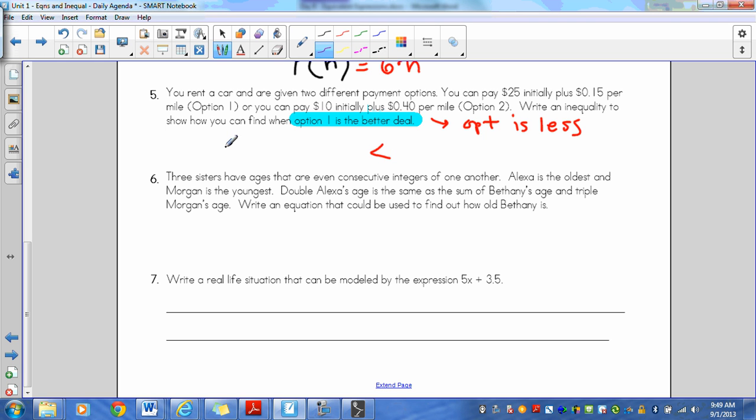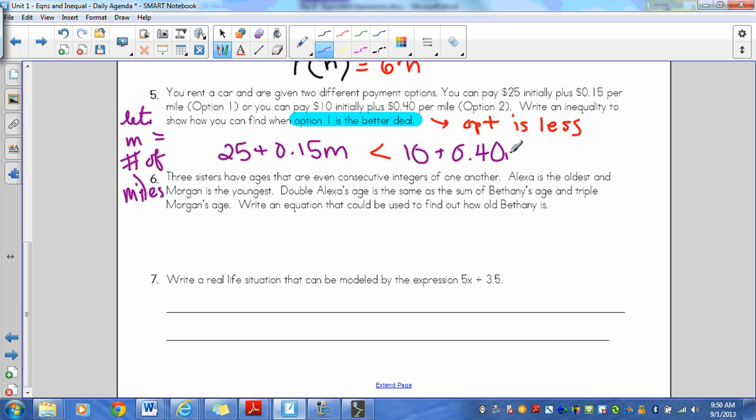And option 1 is $25 initially. That's a constant. Plus 15 cents times the number of miles, because it's 15 cents per mile. I'm going to let n equal number of miles. That's going to be less than the $10 initially plus the 40 cents per mile. And so when you solve that, you will figure out when option 1 is less, and that's when it's going to be the better deal.